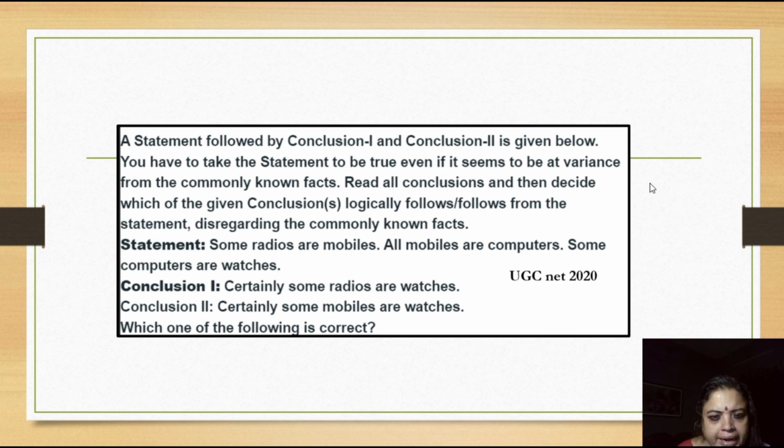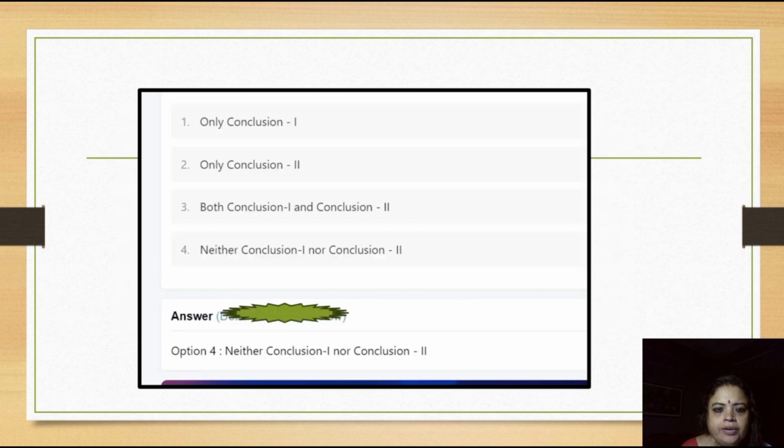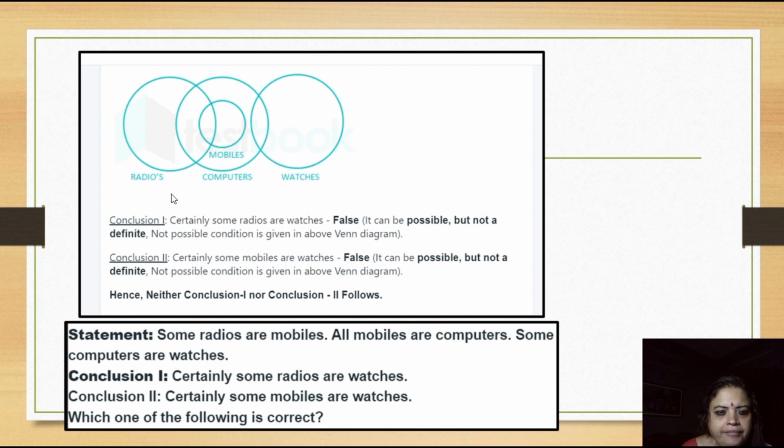So we are given: some radios are mobiles, all mobiles are computers, and some computers are watches. First of all, we need not look at the conclusions, just the statements alone, and represent them in the Venn diagram. You can see some answers are given. Let us not worry about the answers. We will first of all represent the statements. Some radios are mobiles. So you have radios and then mobiles, and all mobiles are computers. So you have mobiles, computers, and some radios are mobiles.